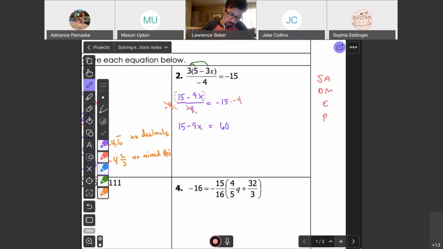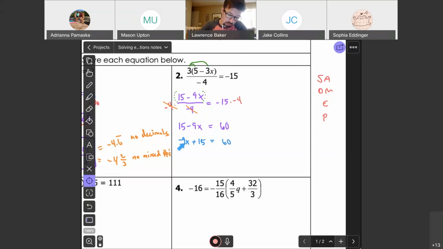If you're not sure exactly what to do here, remember you can rewrite the problem. It's negative 9x plus 15. Just reorder it. These two things mean the same thing, right? There's negative 9, there's negative 9, there's positive 15, there's positive 15. So just changing the order.